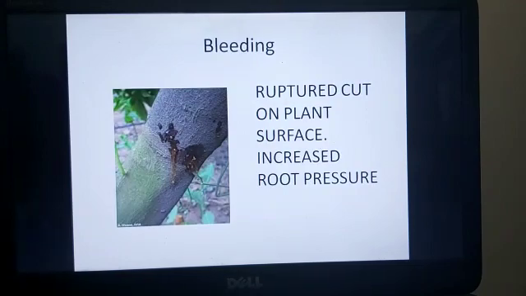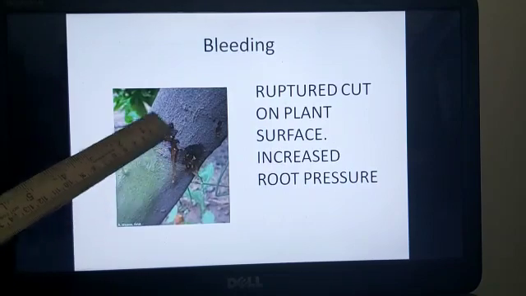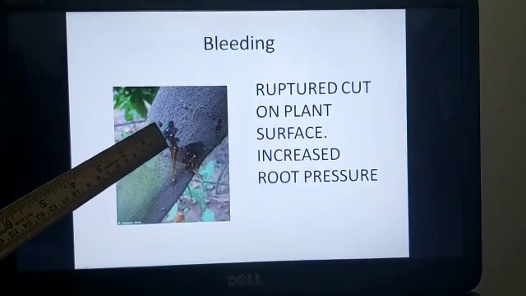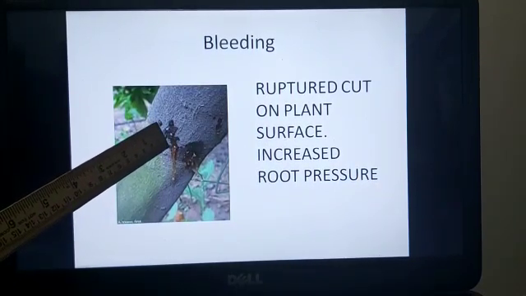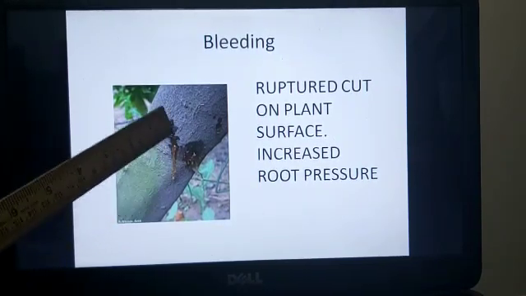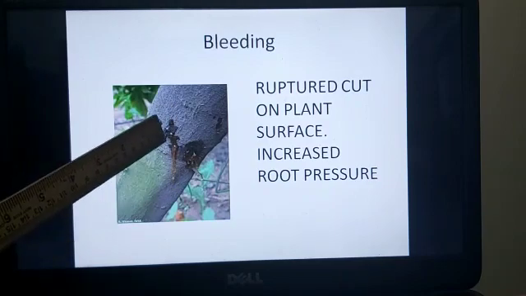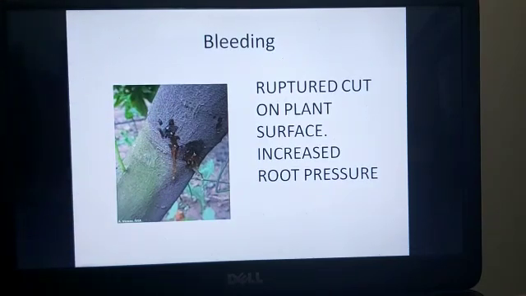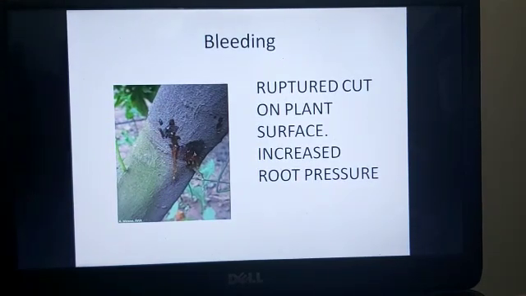Next, one more thing that happens to the plant is bleeding. This happens only due to injury. The plant sap escapes from the ruptured or cut surface of the plant, and the root pressure that is generated will force the sap to come outside the injured part. So here you can see there is some mechanical injury, and because of the injury some exudate, some sap is coming out. So this particular kind of thing is called bleeding, and this also happens because of root pressure.